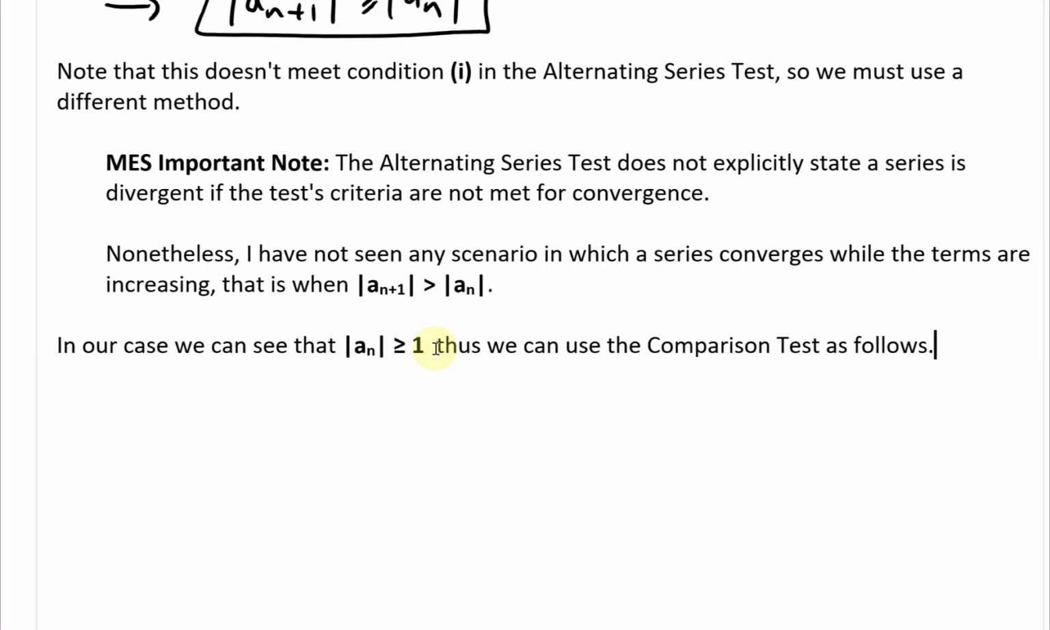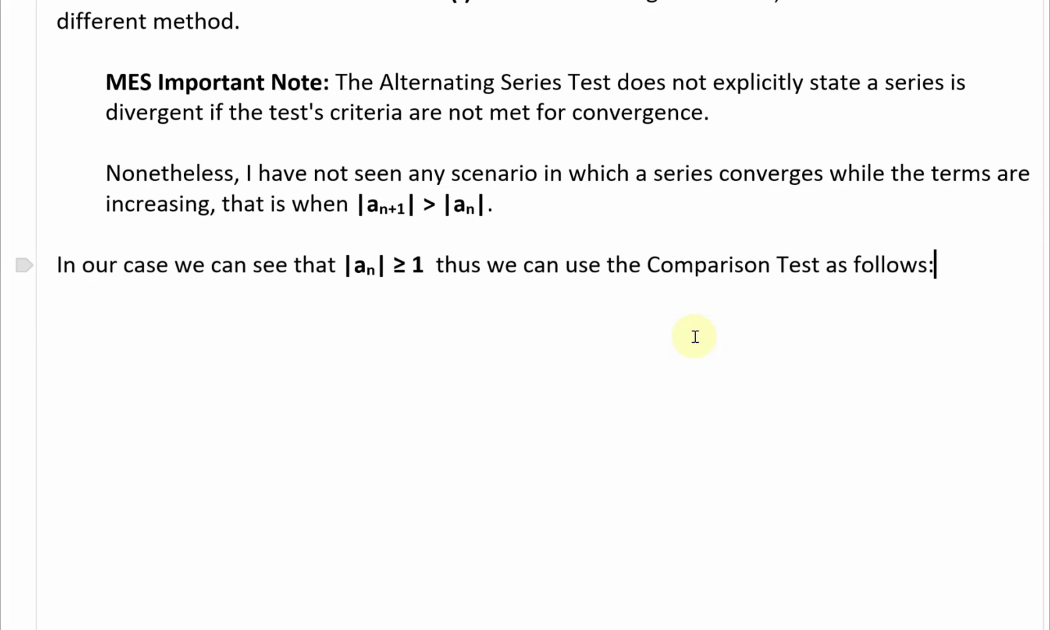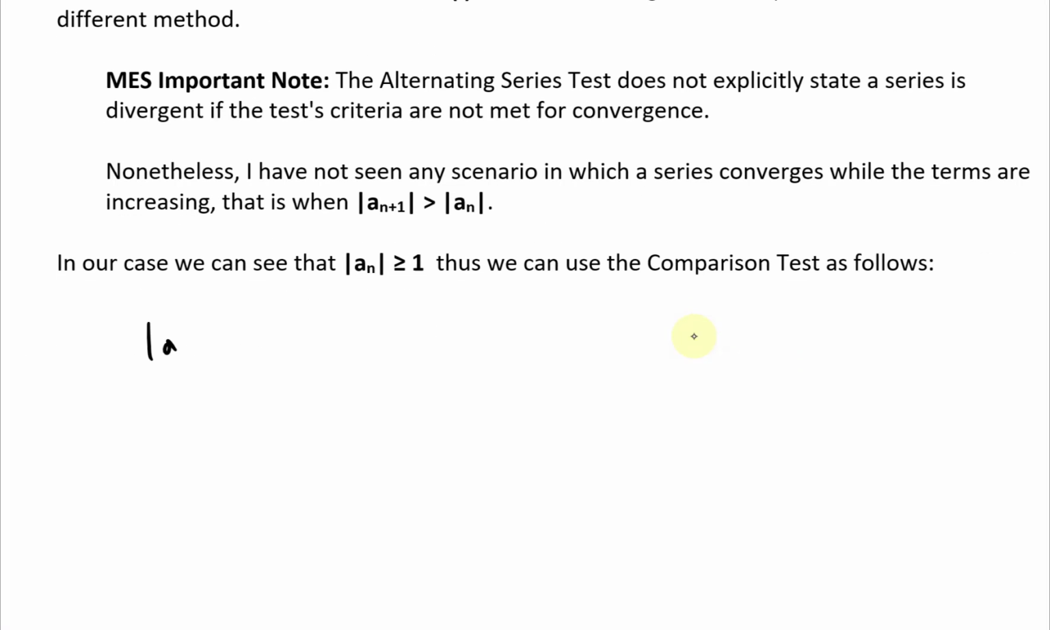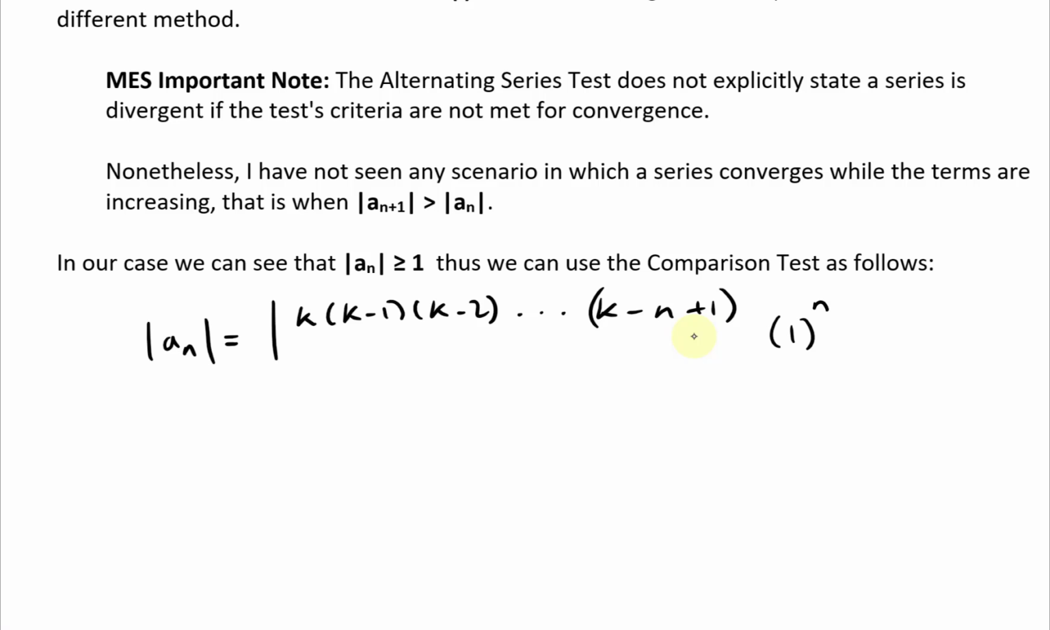Anyways, in our case, we can see that the absolute value of an is greater than or equal to 1. I just reworded this. Thus we can use the comparison test as follows, and I'll show you how it's greater than or equal to 1. If we write our absolute value sign like this, and we're still at the endpoint x equals 1, this is going to be equal to the absolute value of k times (k minus 1) times (k minus 2), etc., all the way to (k minus n plus 1). Remember the x is 1, so that's 1 to the power of n, which just goes away.